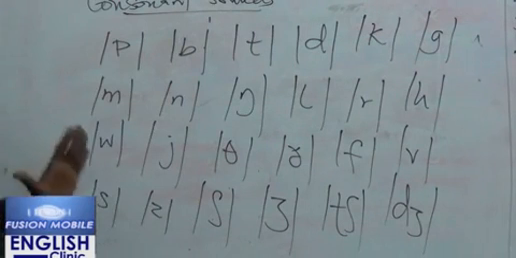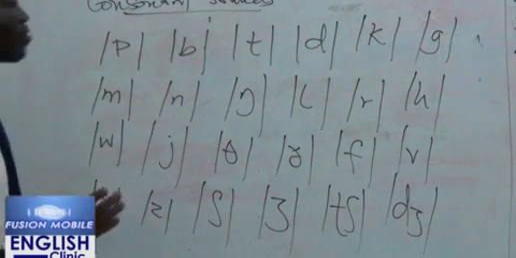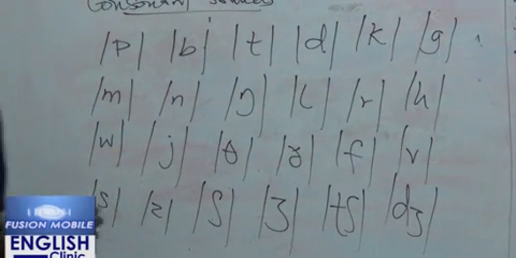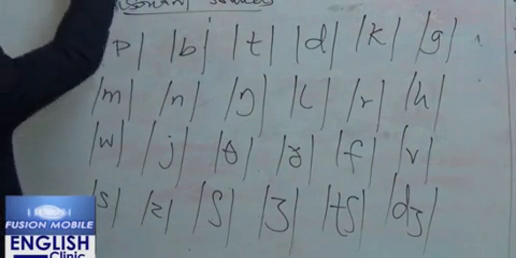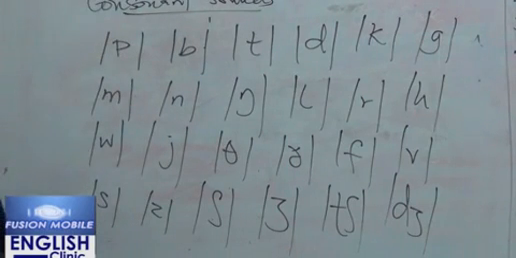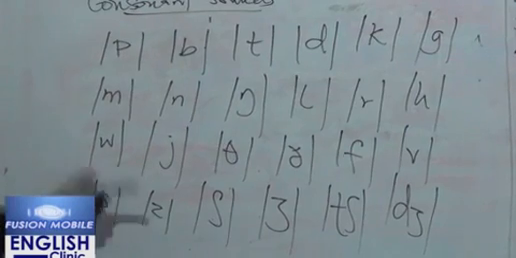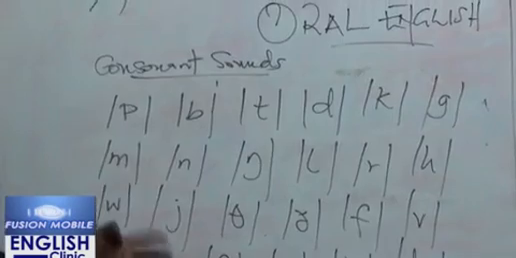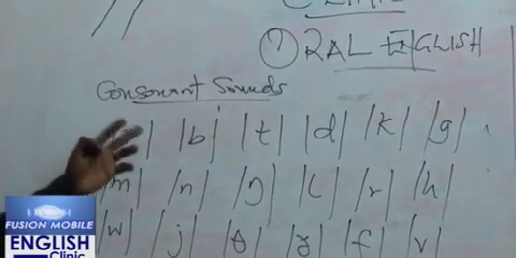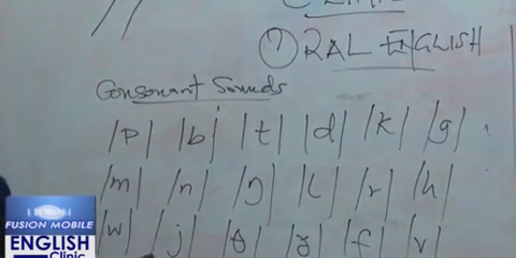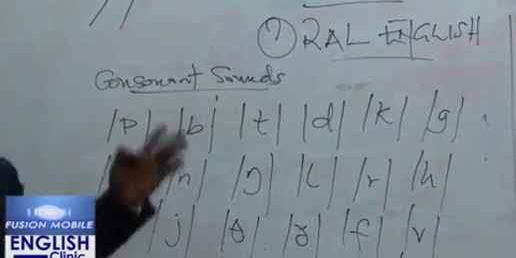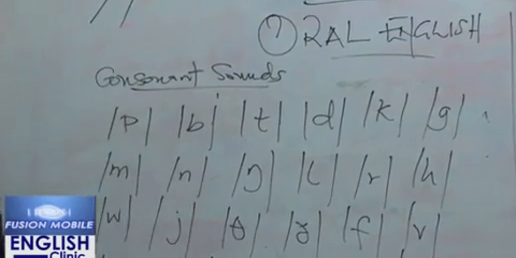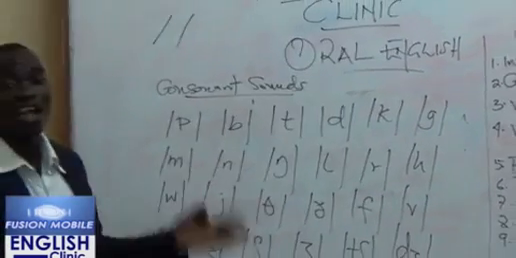Now, before I go on, I want us to know that when you are talking about sounds, sounds are normally enclosed within two slants. Any sound you want to make, whether it's at the level of phonemes, it has to be enclosed within what? Two slants. Even when you're talking about words, those words have to be enclosed within two slants. And even the longer utterance.